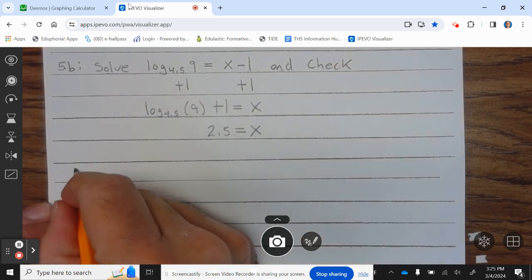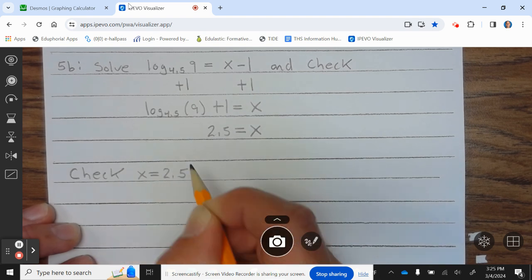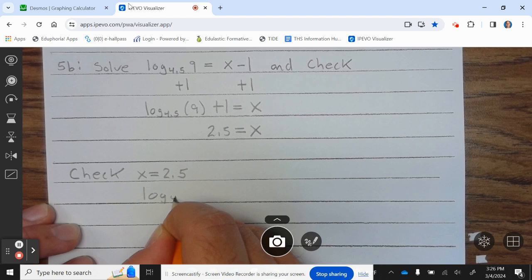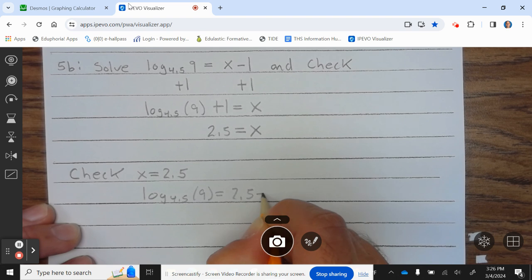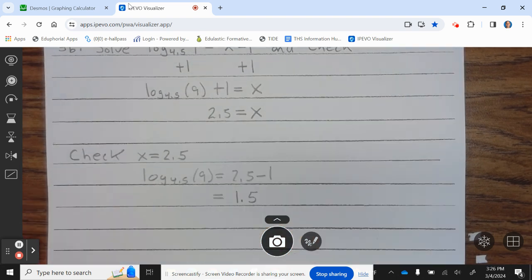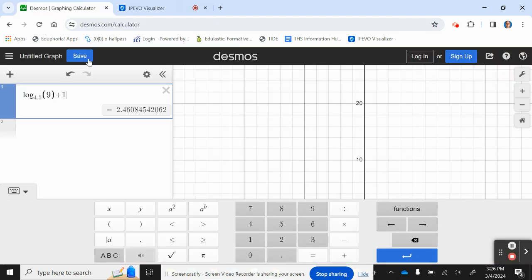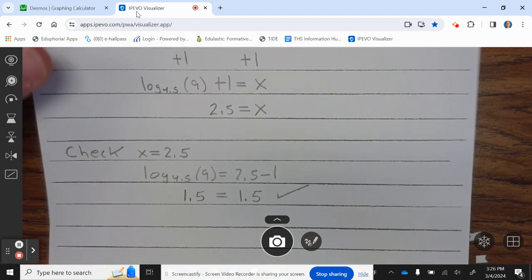Okay, now let's check. By plugging it back into the original equation, so log base 4.5 of 9 equals 2.5 minus 1. Well, 2.5 minus 1 is 1.5. And let's see if the left side equals 1.5 as well. If you round it to one decimal place, it does, so 1.5. So this checks. So x equals 2.5 is a valid solution. All right, let's take a look at the next page.